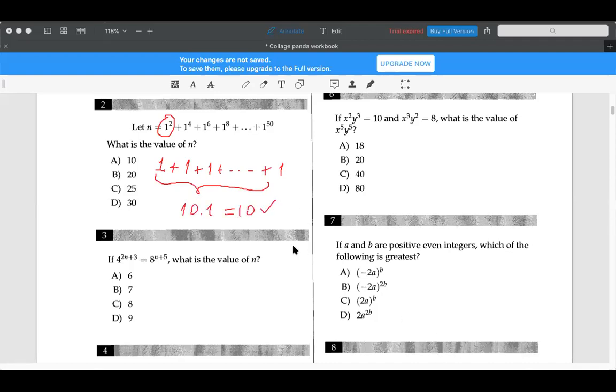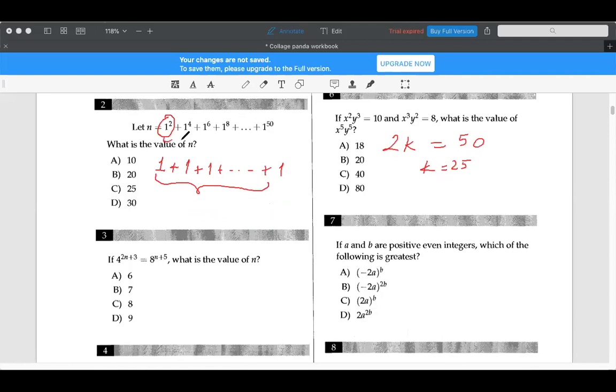But how many? Is it 10? I don't know. But can I find? Of course. How? 2, 4, 6, 8, 50. What kind of numbers? Even numbers. So even numbers, 2k. This is the notation. So 2k is 50. K is 25. That's it.